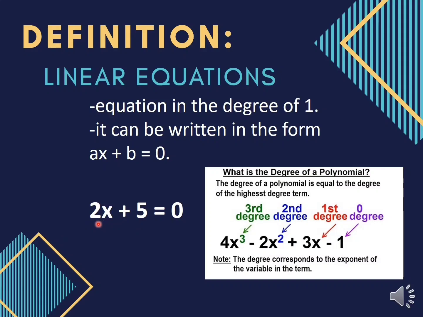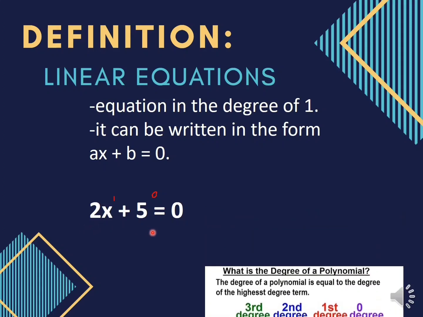Now, what is the highest exponent of our equation 2x plus 5 is equal to 0? Okay, very good. If you notice, the degree of 2x is 1, and how about 5? We have 0 degree. So, therefore, the highest exponent is 1, so it is in the degree of 1.